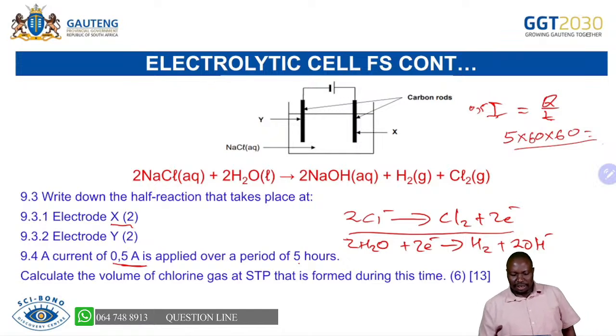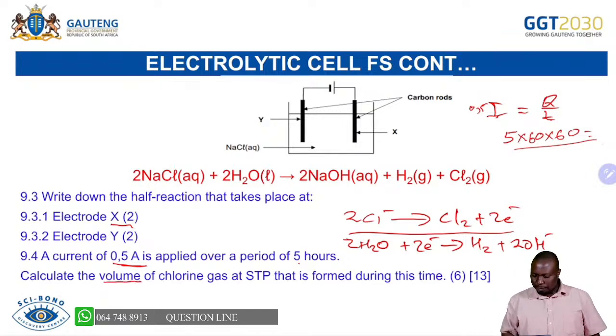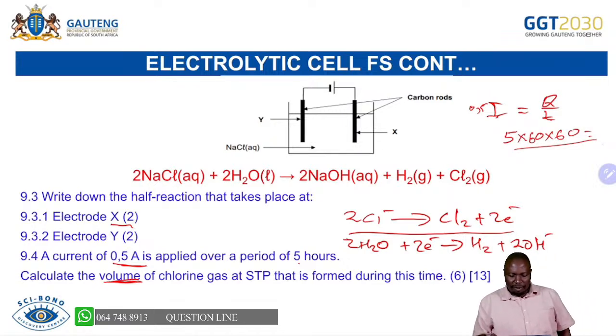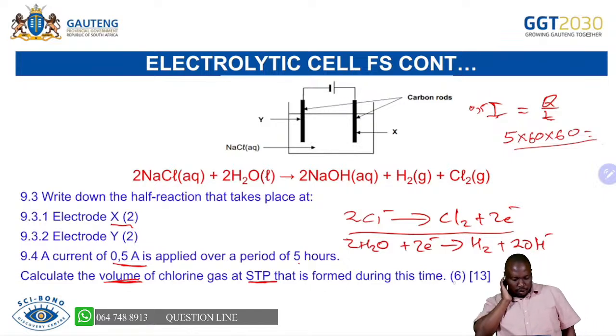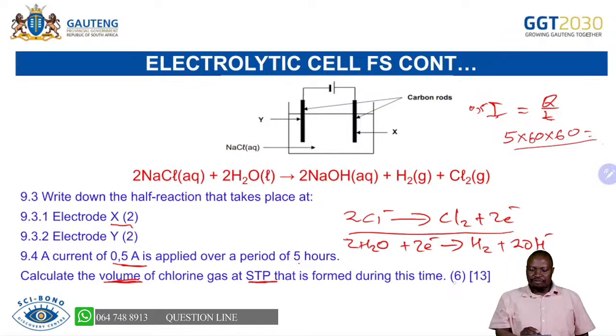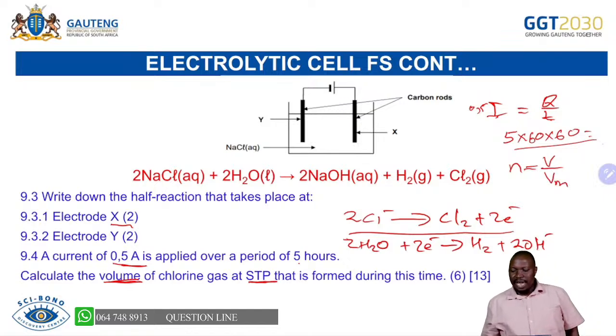But look at the question. The question is saying calculate the volume of chlorine gas at standard temperature and pressure that is formed during this time. The information we have is not talking about volume. So when you say volume and STP, the equation that comes to your mind is n equals V over Vm. That tells you that you must first know the number of moles.